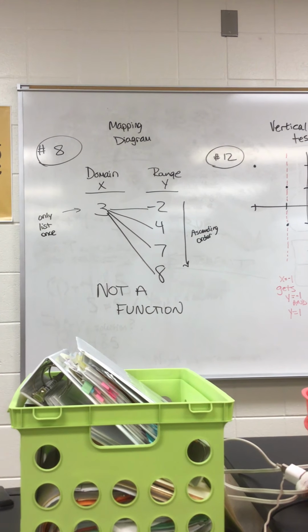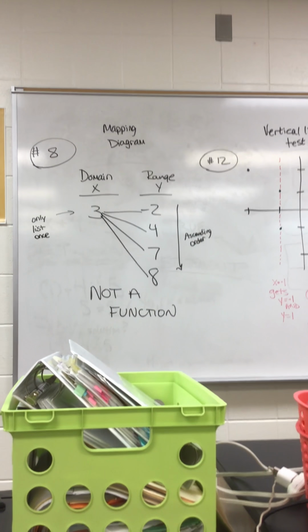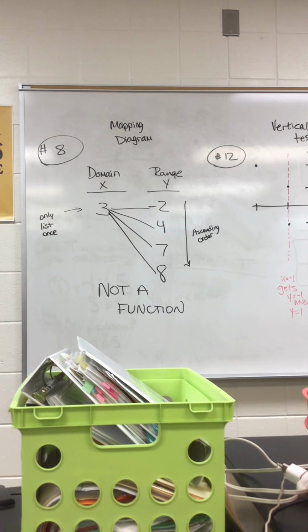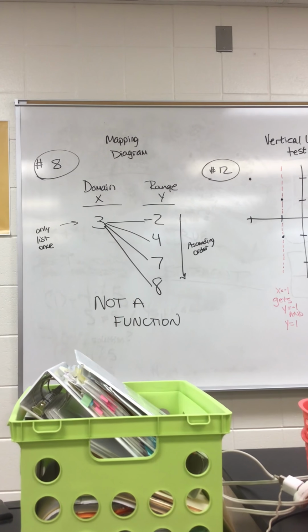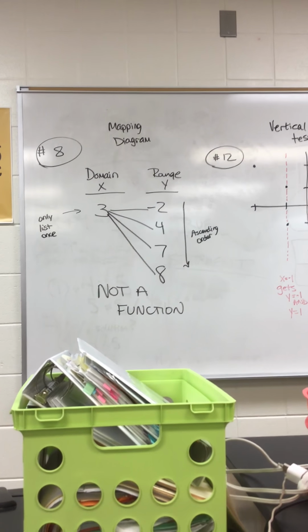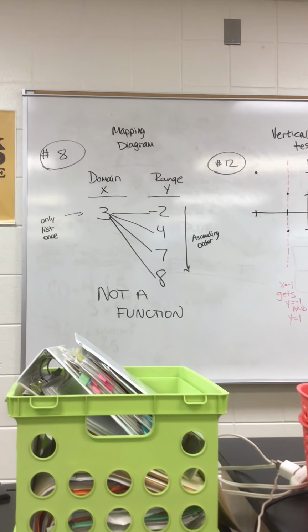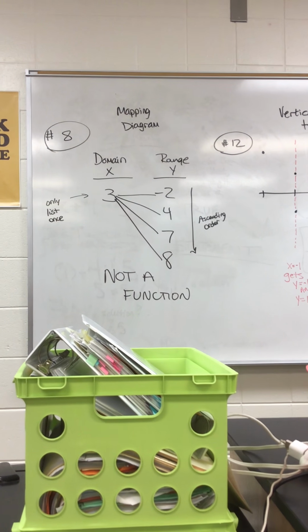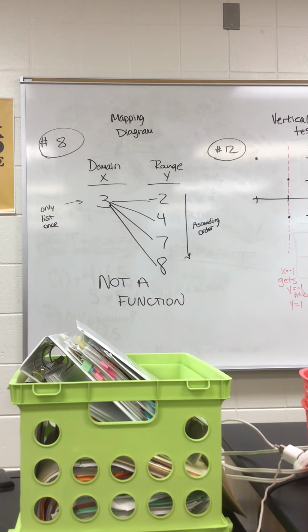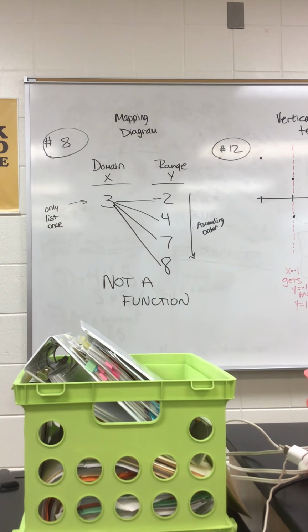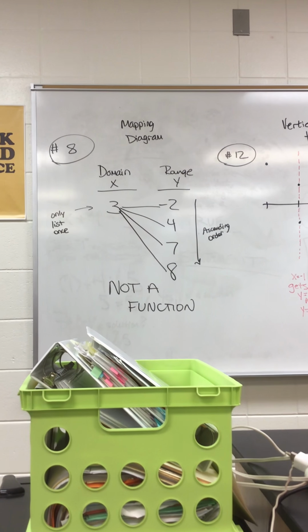If I had a function machine drawn here and I threw in a 3 for the input and it chugged through a rule, there's no way it could throw out a -2 the first time, a 4 another time, a 7 another time, and an 8 another time. If I have a given input for a function, it has to give me the same output every time. So that is not a function. Mapping diagrams help us determine whether or not a given set of data is a function.